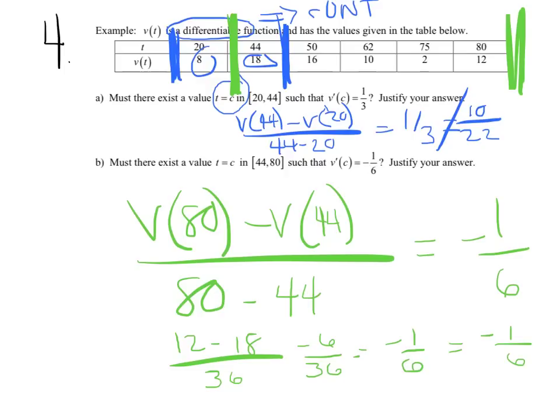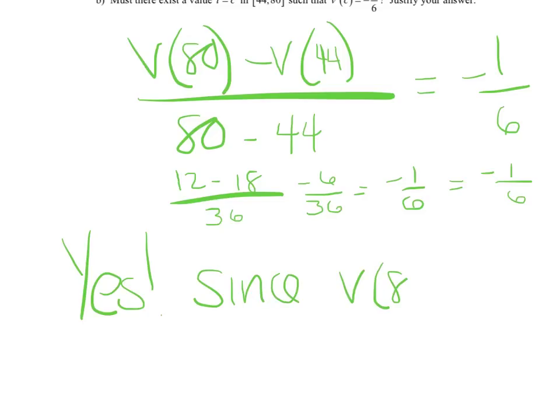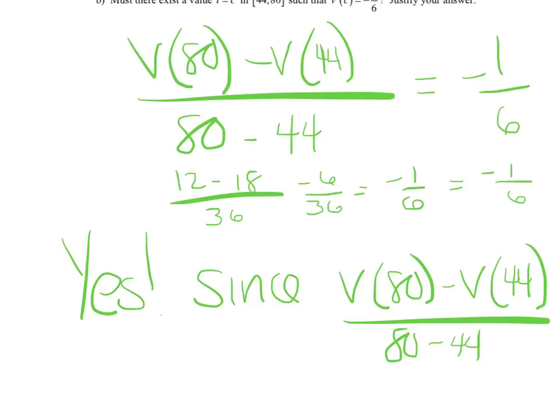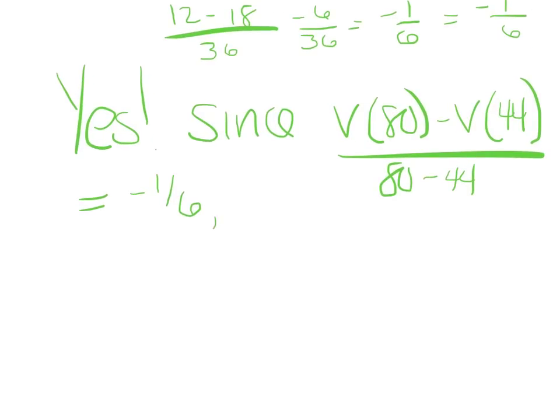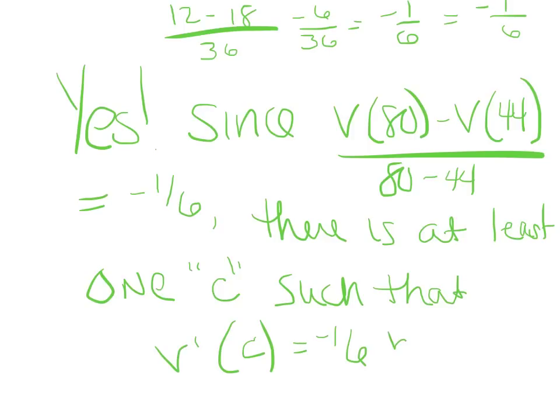Okay, and we're going to sum this up with the mean value theorem, of course. Since v of 80 minus v of 44 all over 80 minus 44 equals negative 1/6, there is at least one c such that v prime of c equals negative 1/6 by the mean value theorem.